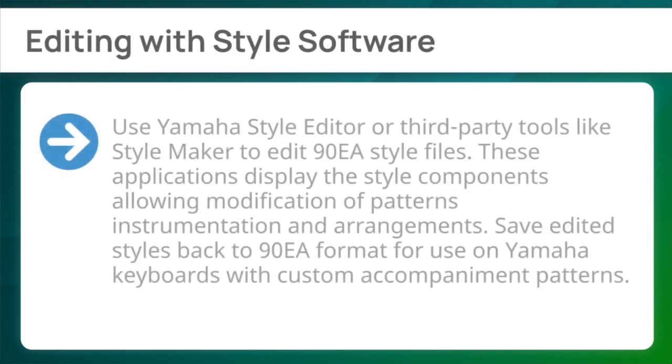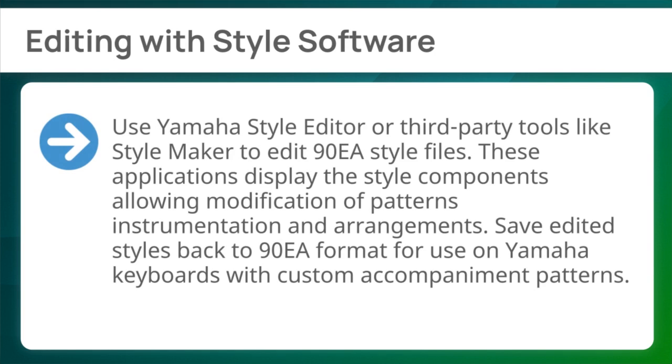Next, editing with style software. Use Yamaha Style Editor or third-party tools like StyleMaker to edit 90 EA style files. These applications display the style components, allowing modification of patterns, instrumentation, and arrangements. Save edited styles back to 90 EA format for use on Yamaha keyboards with custom accompaniment patterns.